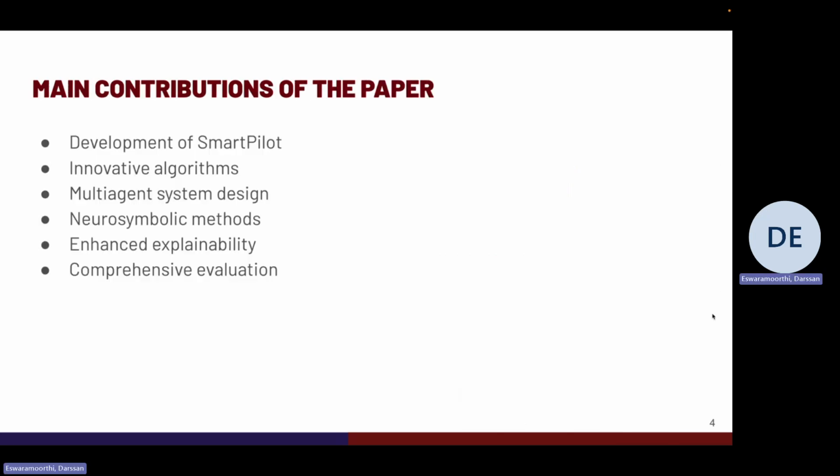So the main contributions of the paper that we cover are the development of SmartPilot, the innovative algorithms that we use, the multi-agent system design, the neurosymbolic methods, the enhanced explainability and comprehensive evaluation. First, we're introducing SmartPilot, a modular multi-agent system for intelligent manufacturing. We will discuss each agent, which specializes in its own domain, such as anomaly prediction, causal reasoning, and document question and answering. But they also collaborate via a shared architecture, and I'll be going over that architecture.